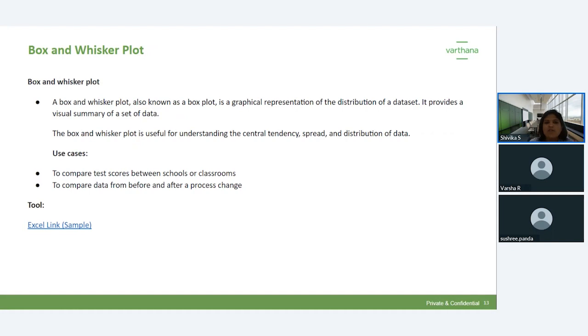I'll start with the Box and Whisker plot. It's a tool which helps you do a graphical representation of the data. It shows the distribution of the data and helps you understand the tendency and the spread of the data.